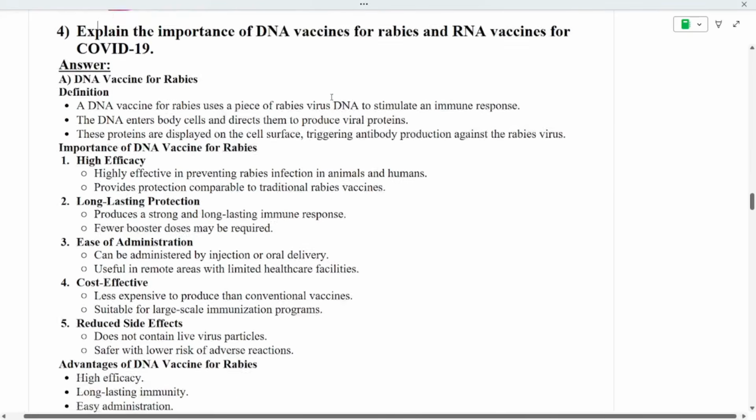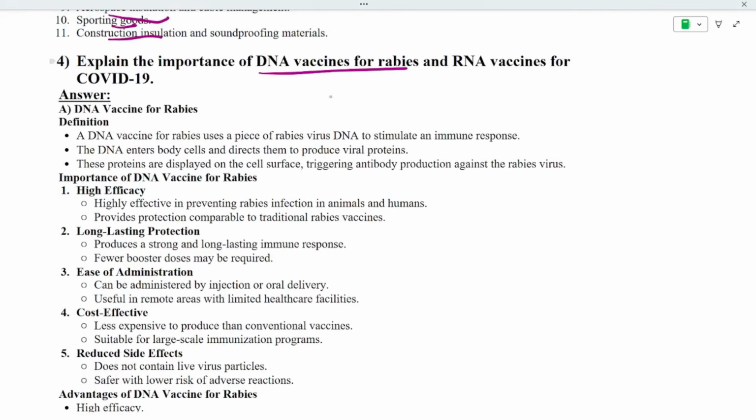Next is the uses, that is, the importance of DNA vaccines for rabies and the RNA vaccine that was used for COVID-19. Okay, let's discuss first the DNA vaccine for rabies. A DNA vaccine for rabies uses pieces of the rabies virus. It uses a part of the rabies virus DNA itself to stimulate the immune system. They will insert it into the body in order to fight against it, and that will direct the body to produce the viral protein.